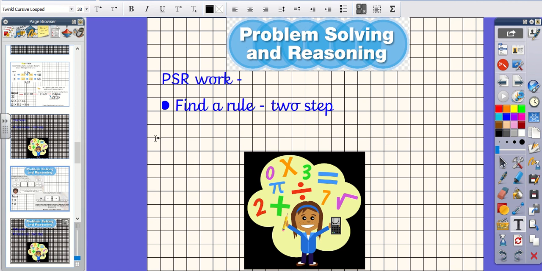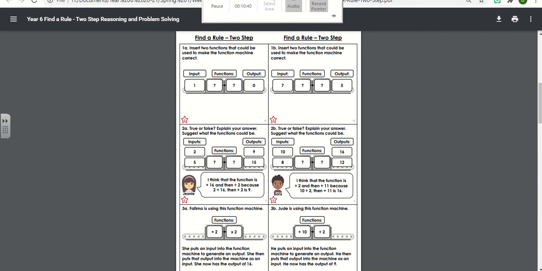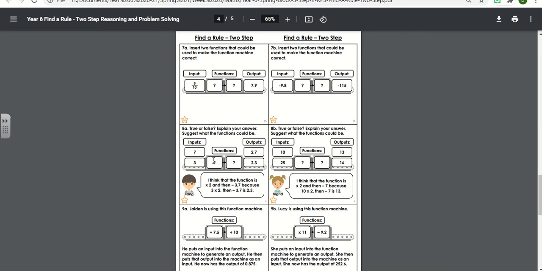Okay, so your problem solving and reasoning work today is all here. So bronze questions 1, 2 and 3, silver questions 4, 5 and 6, and gold questions 7, 8 and 9.